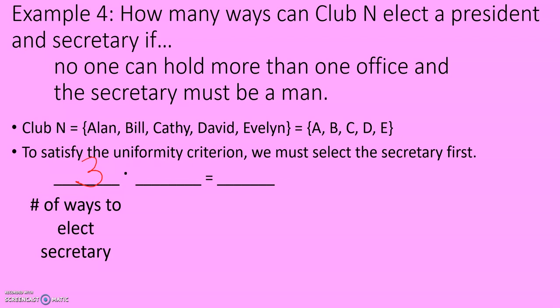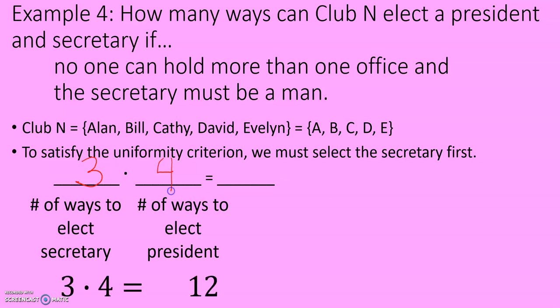Once we choose a secretary, we then elect the president. Number of ways to elect the president: we already used 1, so there are 4 options left. 3 times 4 equals 12.